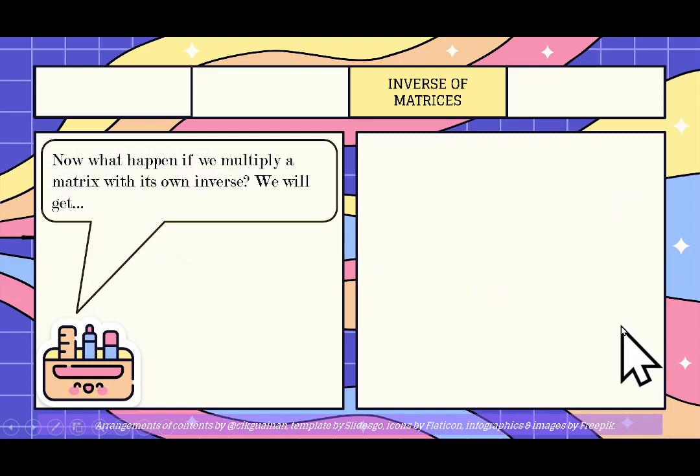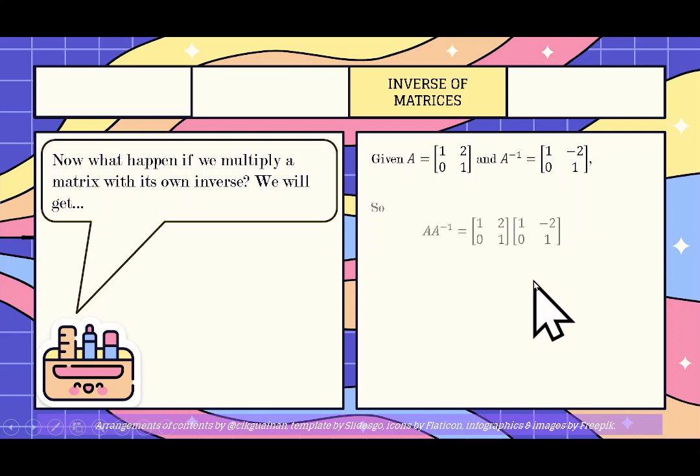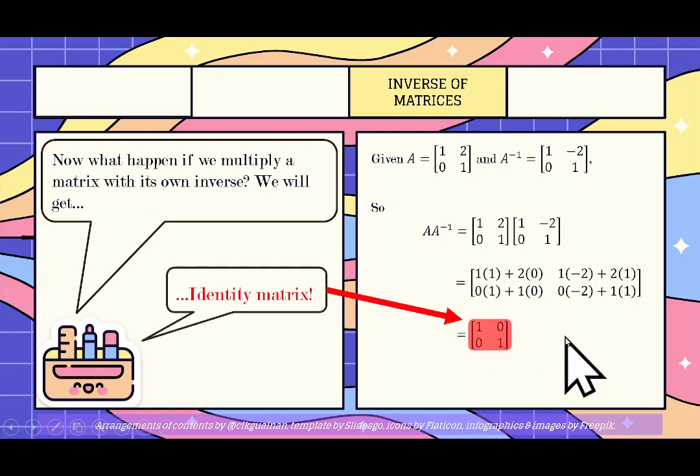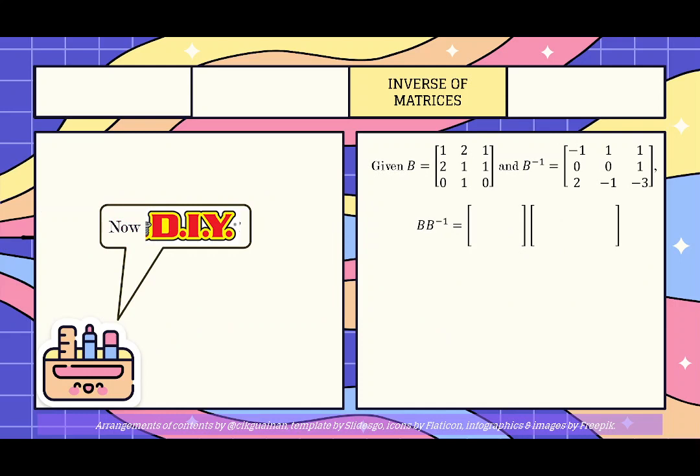Now, what happens if you multiply the matrix and the inverse? Let's have a look over here. A equals this one, and A inverse equals this one. So put them next to each other, and then we multiply them. We get this matrix. And what is this? This is the identity matrix. So from this example, we know that A multiplied by A inverse equals I, which stands for identity matrix.